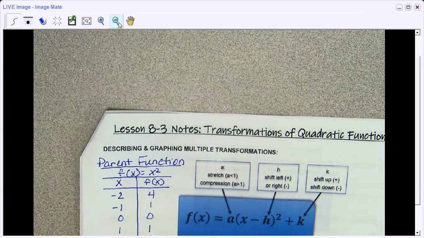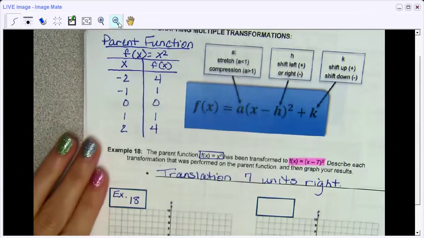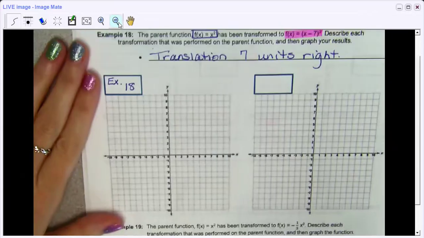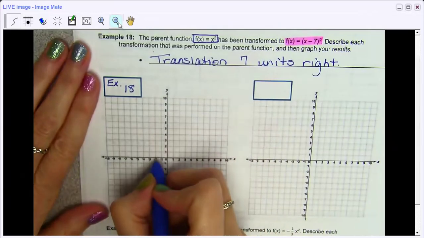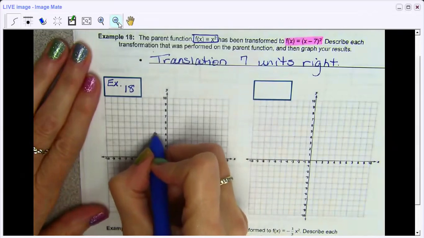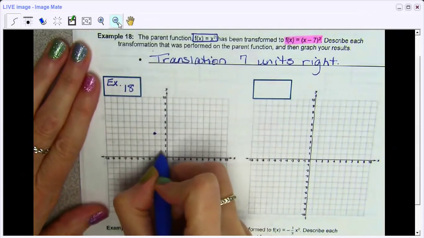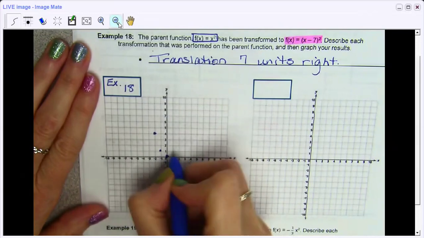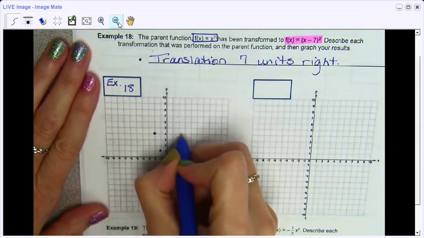That will always be the same for the parent function of x squared. Sometimes your parent function will be something different. The parent function might start out as a different equation, but for f of x equals x squared, this is how it will be. So I'm going to go ahead and graph this one. So we have -2, 4, -1, 1, 0, 0, 1, 1, and 2, 4.